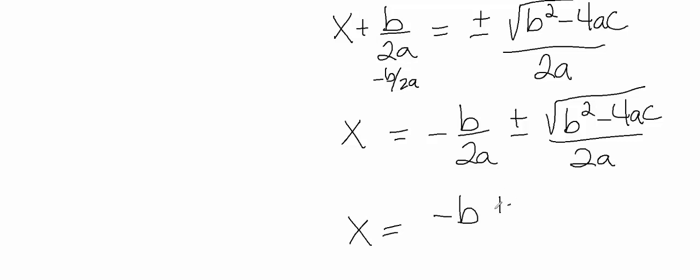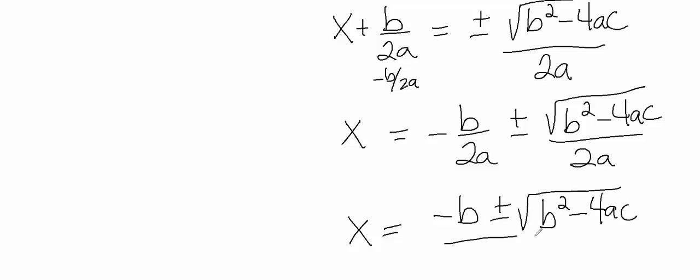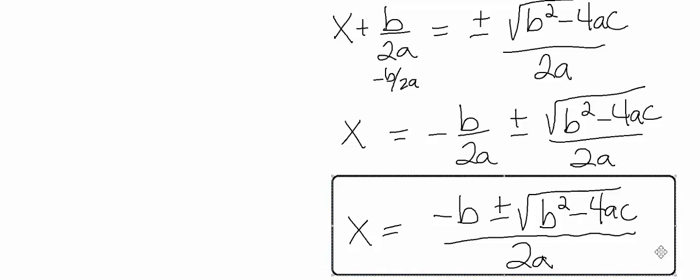Negative b plus or minus the square root of b squared minus 4ac all over 2a, since they have the common denominator. And this right here, notice that we use like chapter 5, chapter 6, chapter 7 in being able to help us create this formula. This right here is the quadratic formula.